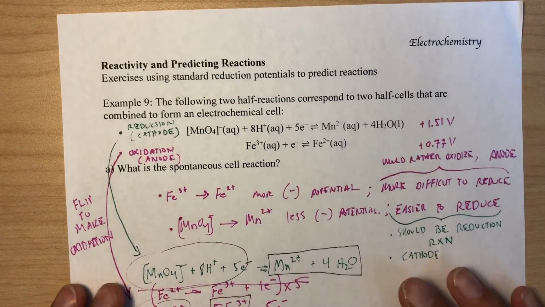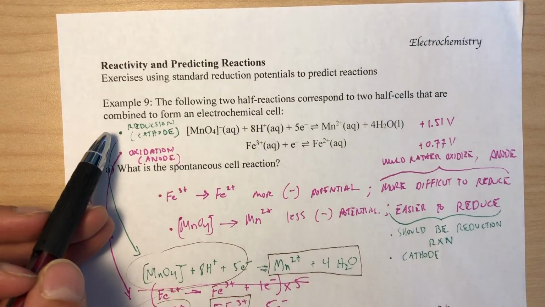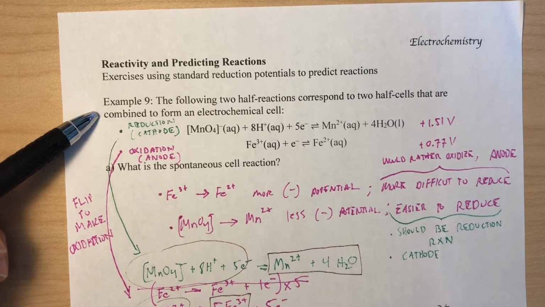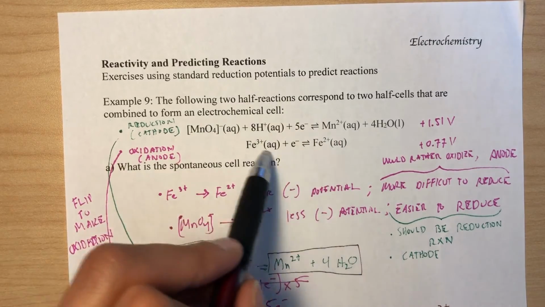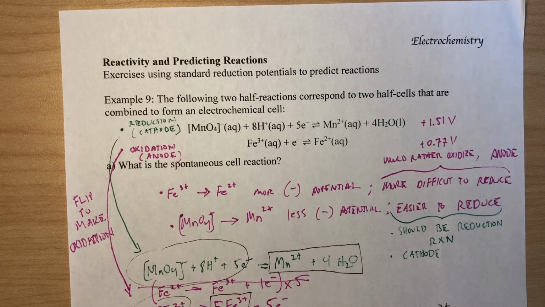In the next set of notes, we're going to look at reactivity and predicting reactions in 3 different ways, and we're going to stop before the pH dependence of reduction potential. So, first, in example 9, the following 2 half reactions correspond to 2 half cells that are combined to form an electrochemical cell. And all we have are the reactions, and what we don't have are the reduction potentials.